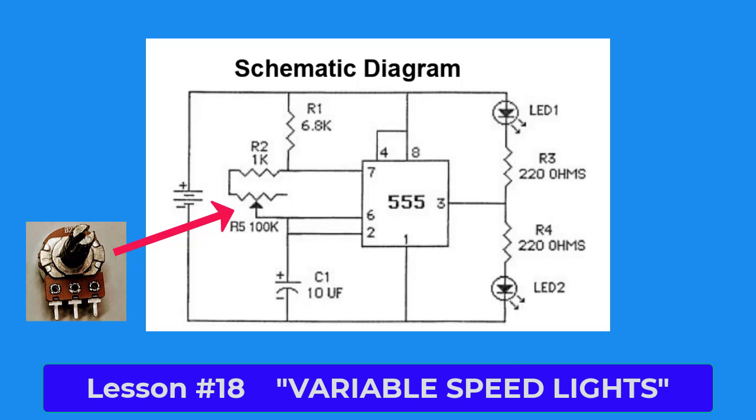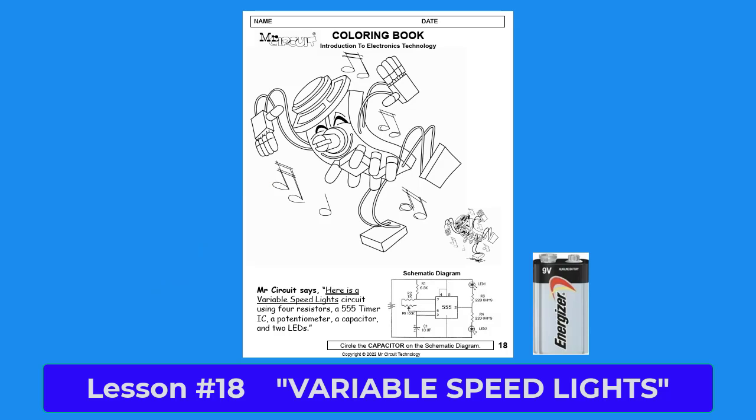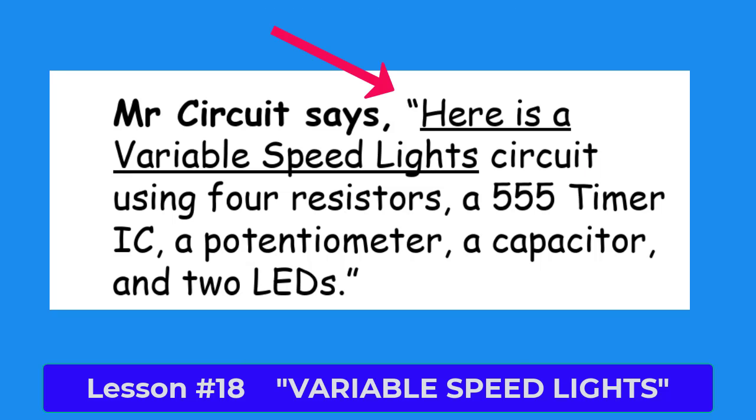On page 18, you see that the artist shows the Mr. Circuit robot dancing to the variable speed lights that are blinking. Engineers designed this circuit to run on 9 volts DC. At the bottom of the page, what does Mr. Circuit say? Mr. Circuit says, here's a variable speed light circuit using 4 resistors, a 555 timer IC, a potentiometer, a capacitor, and 2 LEDs.